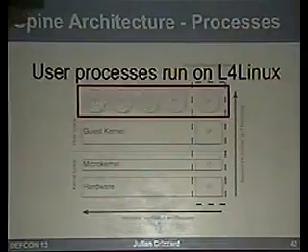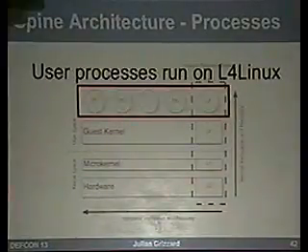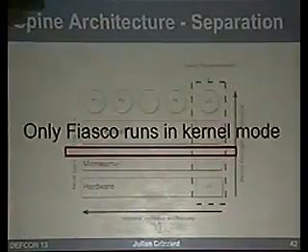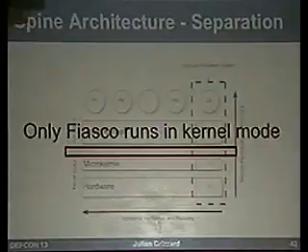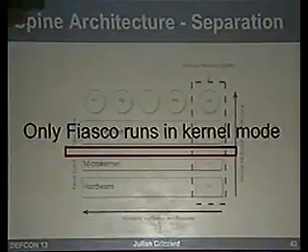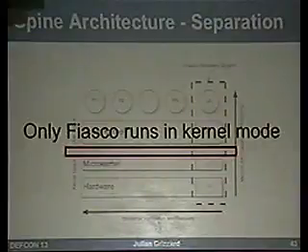At the next level, you've got your user processes, and those run just like they do on Linux. You don't even have to modify them. And only Fiasco runs in kernel mode. So only Fiasco runs in ring 0, and everything else runs in ring 3. That means even if you have root access on the guest kernel machine, you're not guaranteed access to all bits in the computer system.